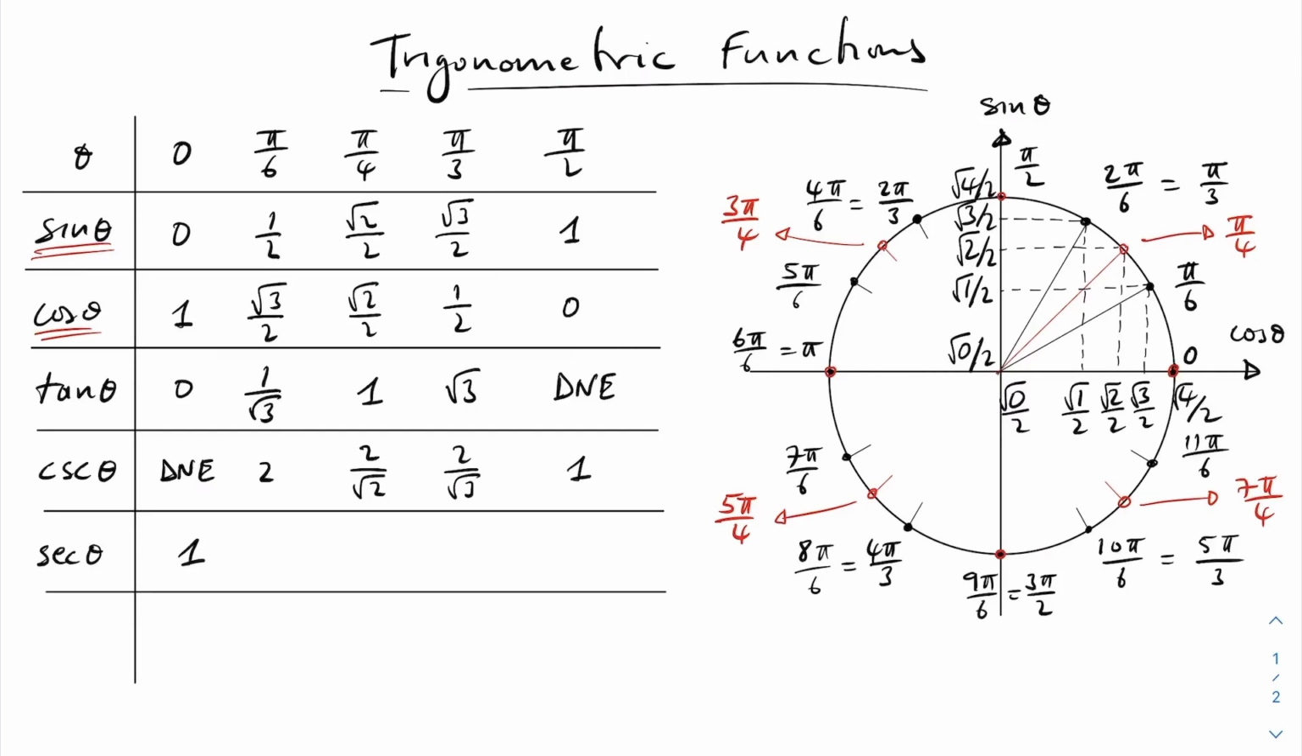And for the secant, we're going to have the reciprocal of the cosine function. That's going to give us 1. Then 2 over the square root of 3. Then 2 over the square root of 2. Then 2. Then 1 over 0, which doesn't exist.